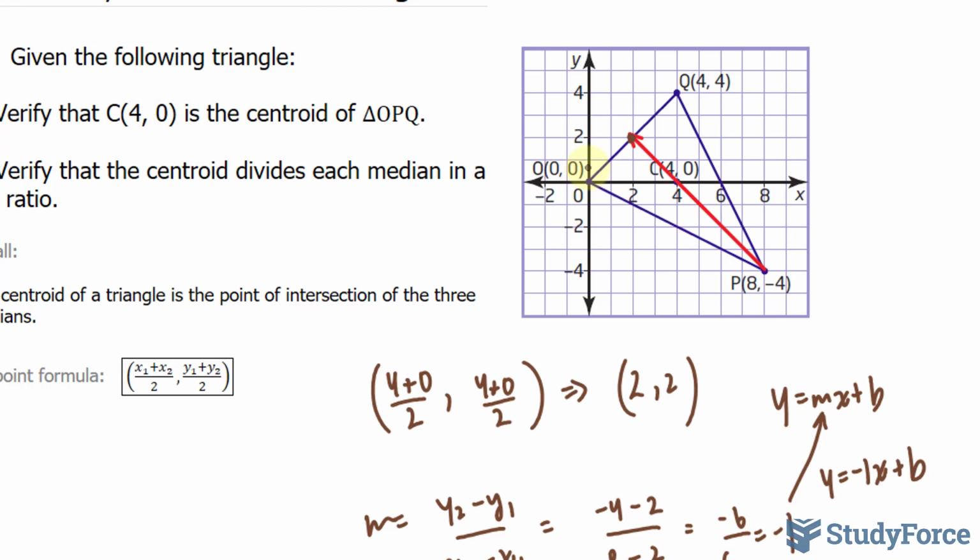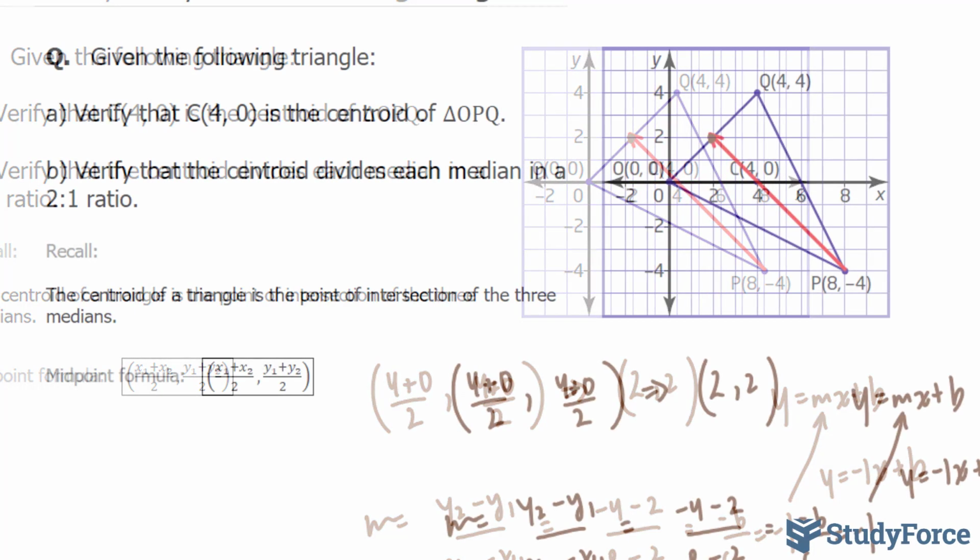Now we have to do this for all of the medians. We have to do this for Q passing through the midpoint of O and P, and we have to do it for O passing through the midpoint of Q and P. That's a lot of work. And it turns out that if we use this method, it will also show that the point C lies on the medians of OT and QS.